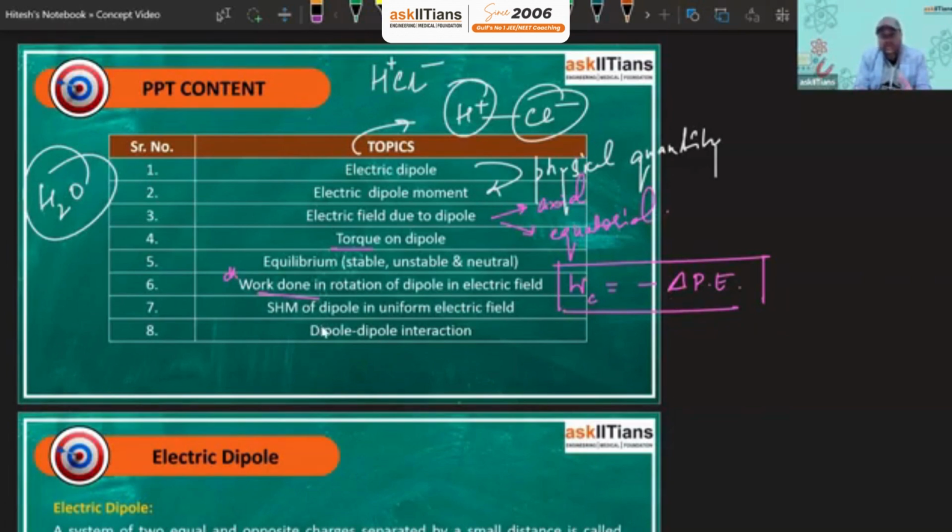Then we'll have SHM of a dipole in a uniform electric field, and then how dipoles interact. We'll be discussing all these topics. The topic of electric dipole will be covered as per our CBSE requirements.